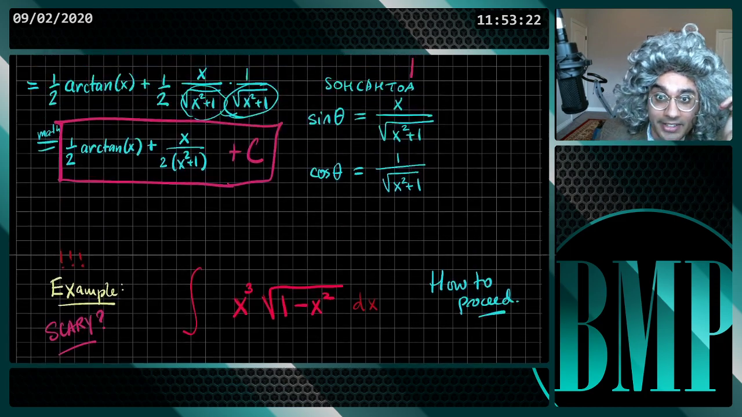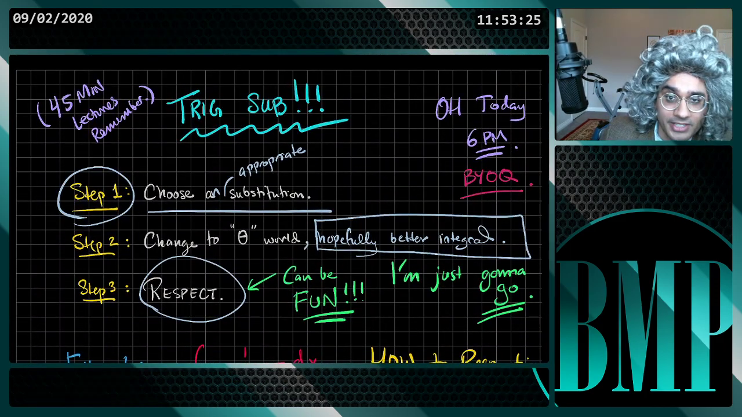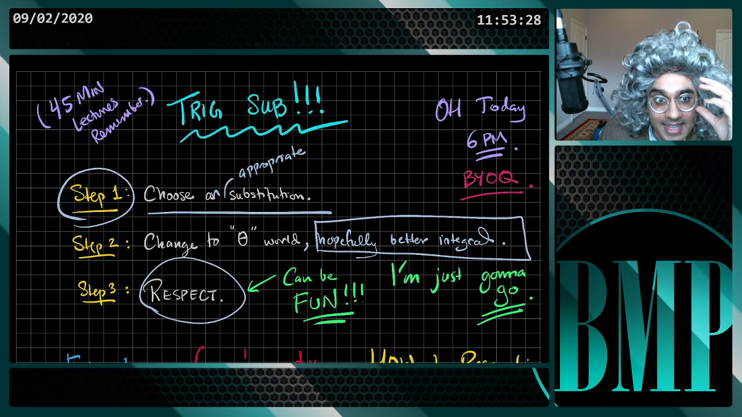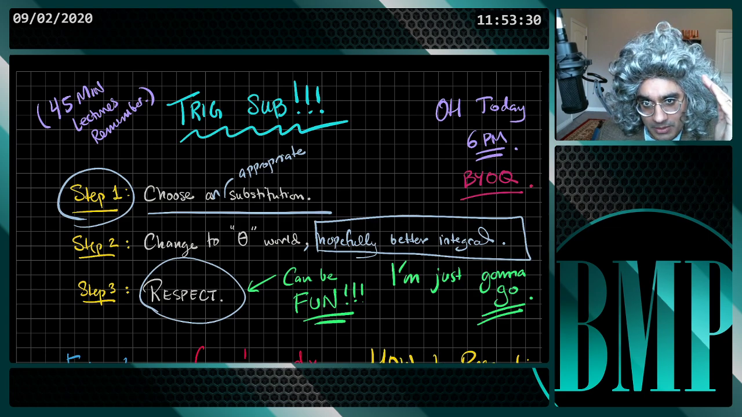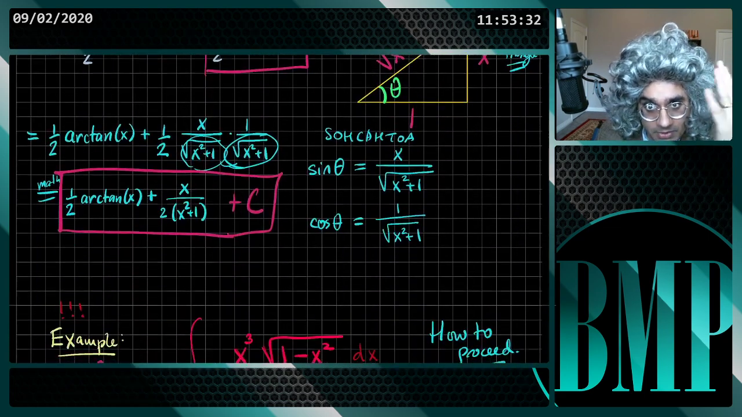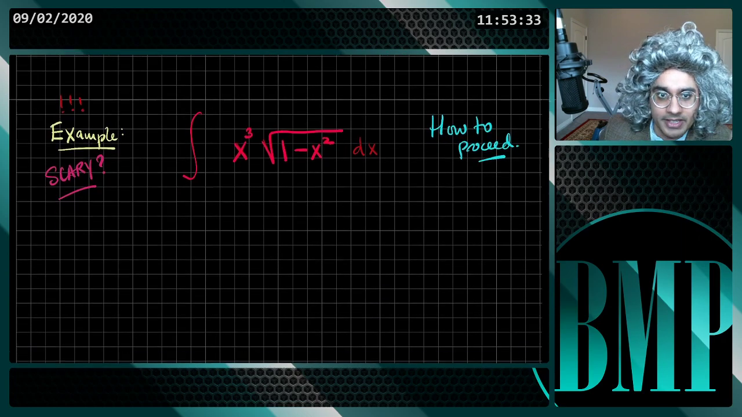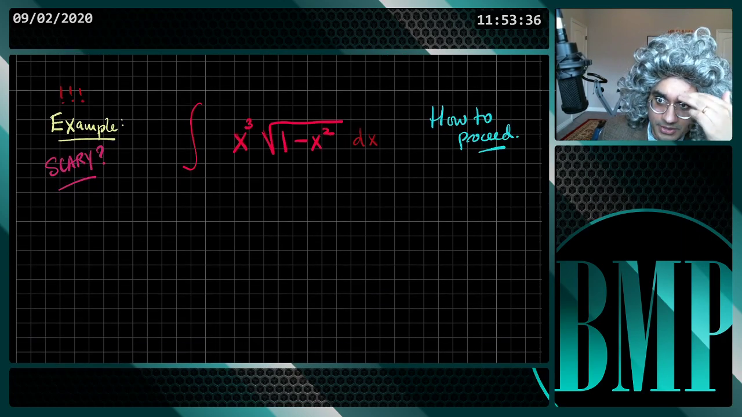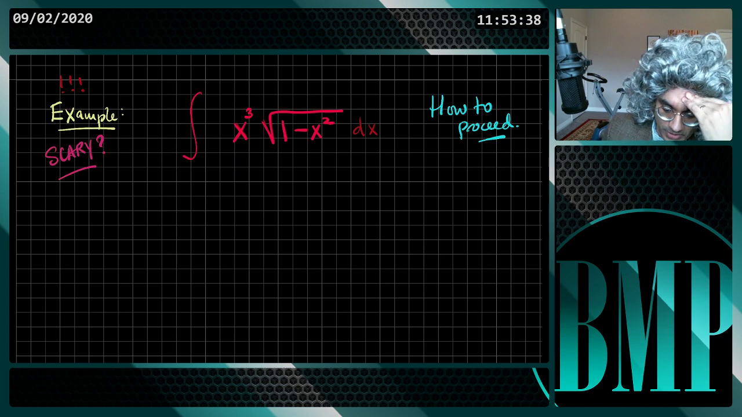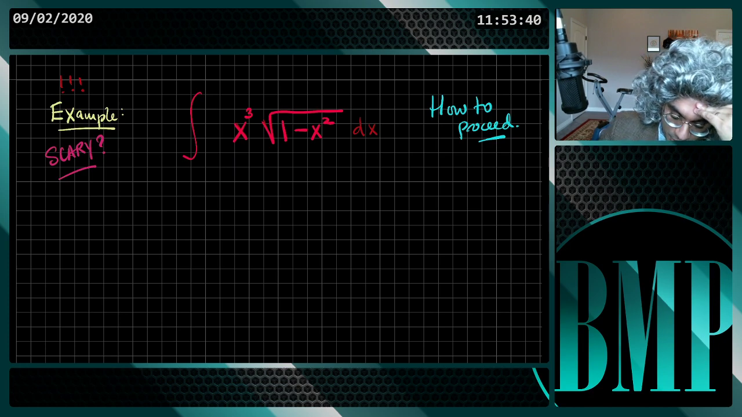Well, luckily, I have given you the 3 steps of trig substitution. Choose a damn substitution. Now we know how to do it. Router kicker. Yes. Thank you. Perfect timing. Okay, so how to proceed. Choose a substitution. Now.